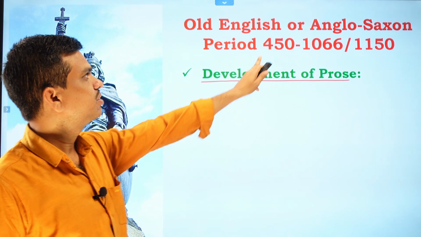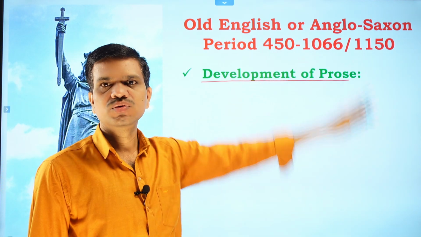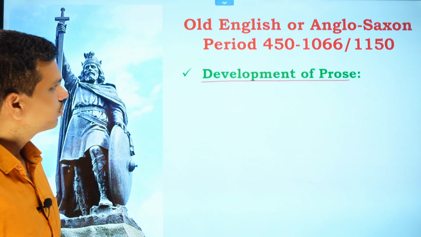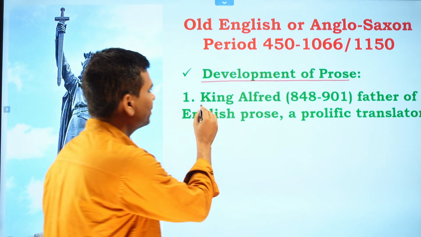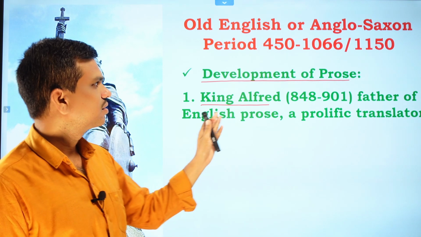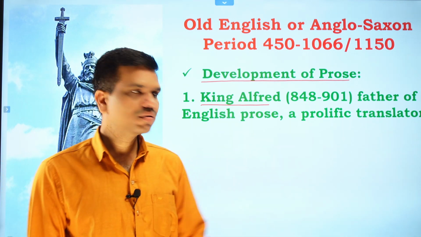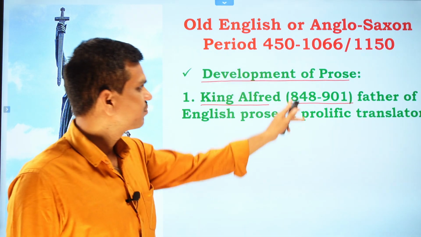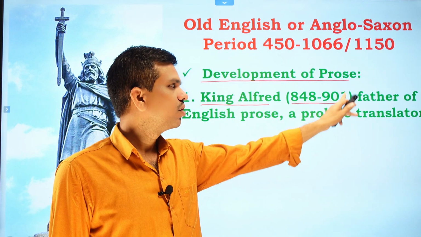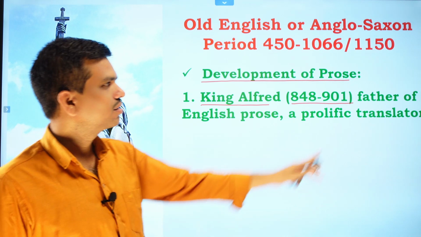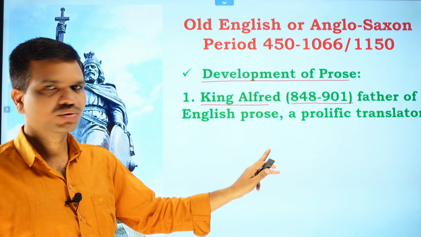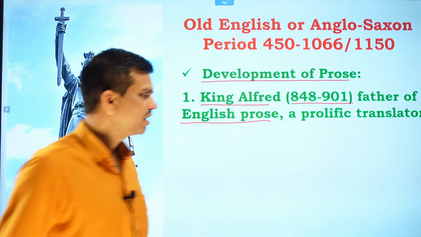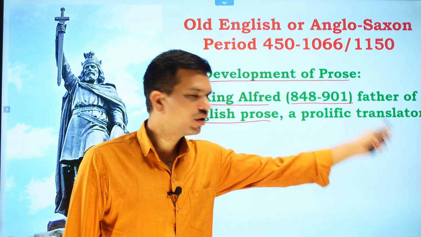Next we have the development of prose in the same period. So prose was developed between 450 and 1066. Now what kind of development is there? Let's see. The very first author we have is King Alfred, also called King Alfred the Great, and here we have his lifespan, 848 to 901, and he is considered the father of English prose. So this is very important. He is considered the father of English prose, and he was a prolific translator.